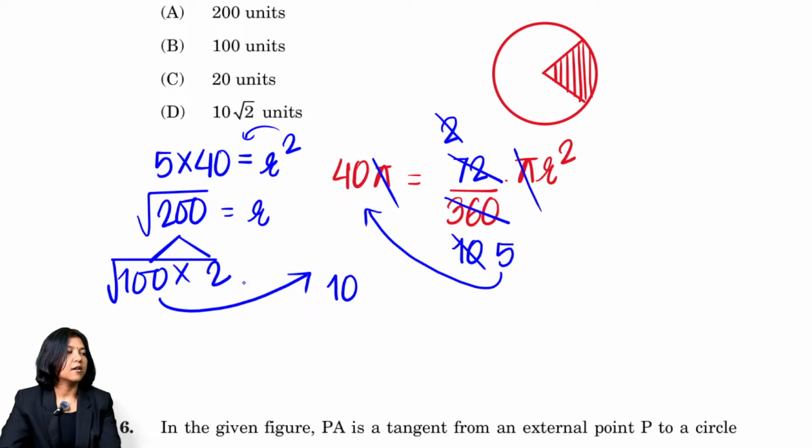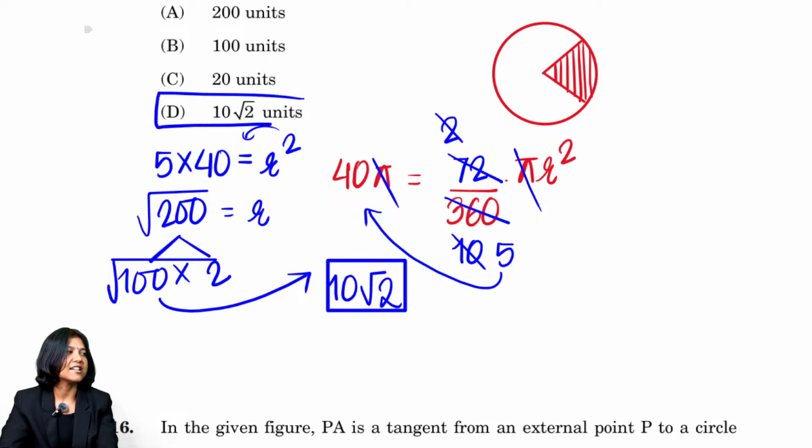So a square number comes out of the root as the square root value. So the square root of 100 is 10, and that 2 continues to be in the root, giving you the radius as 10 root 2. The answer is D, 10 root 2. Perfect. A lot of you gave me this answer. Amazing.